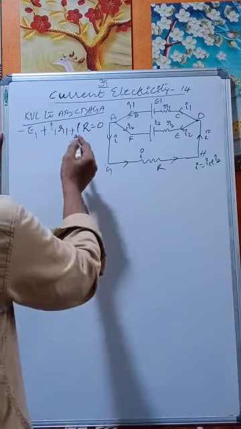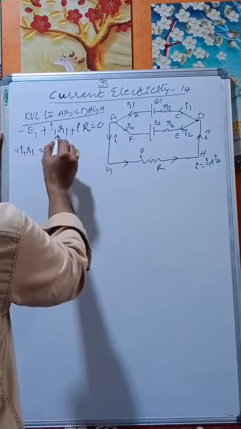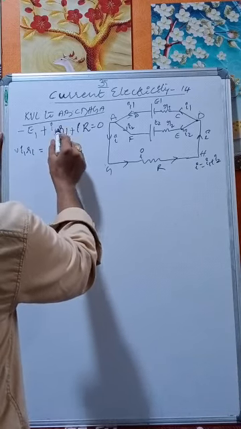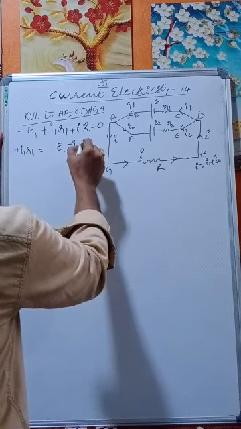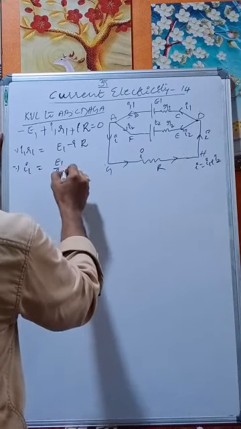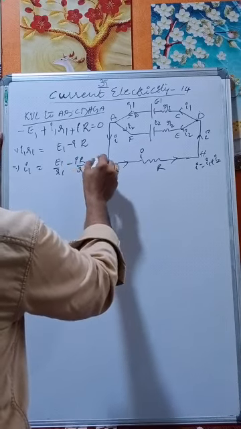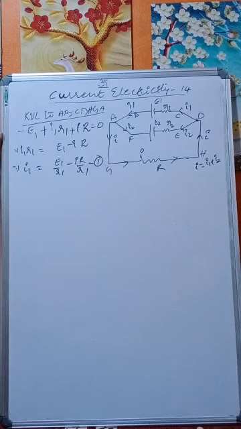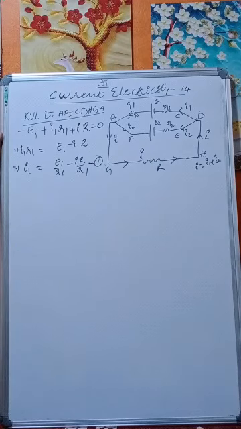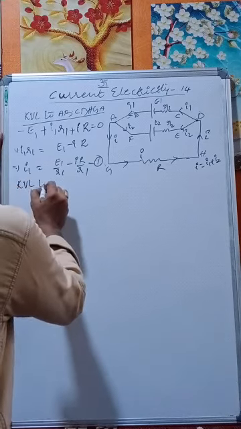From this equation, what is I1? I1 R1 equals E1 minus IR. This implies I1 equals E1 by R1 minus IR by R1. Call this equation 1. Now let us apply KVL again.